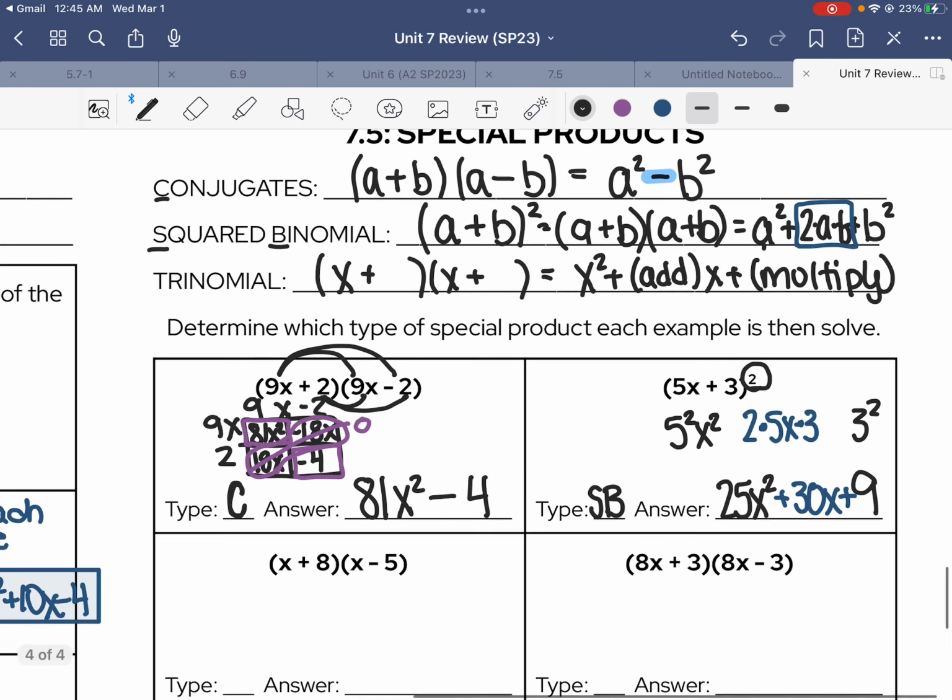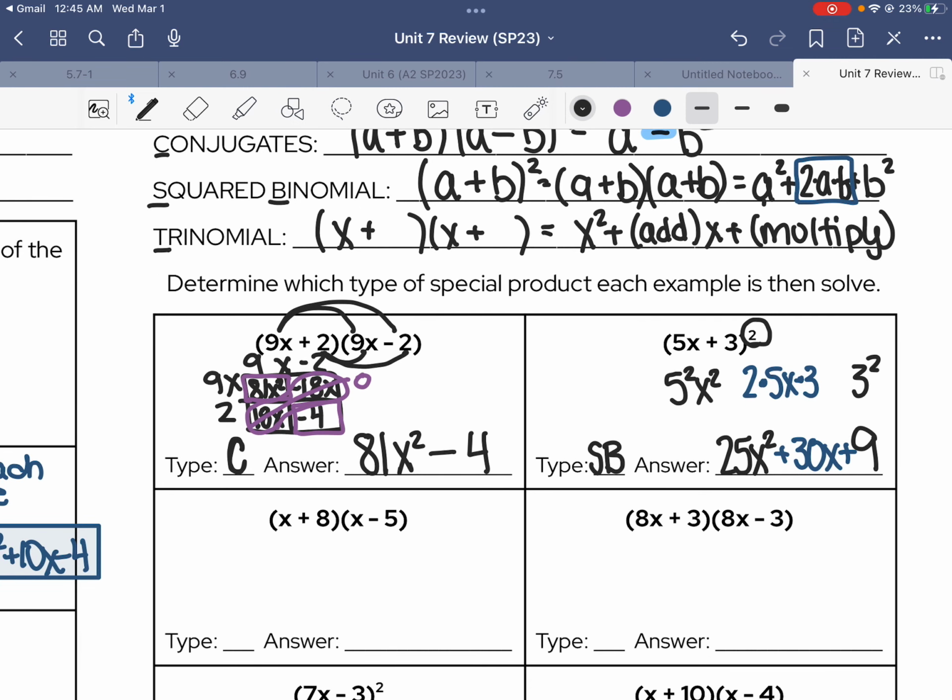The third example is one of this type. Trinomial starts with a t, so I'm going to label it as t for now. And what happens is, since there's just x and x, I'm going to write x squared. And then I'm going to add 8 plus negative 5 to get the number in the middle, which is 3x. And I'm going to multiply 8 times negative 5 to get the last number, which 8 times negative 5 is negative 40. The whole idea between this section is that you're using a shortcut.